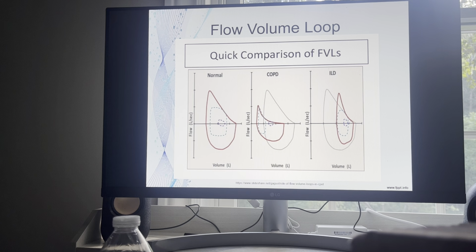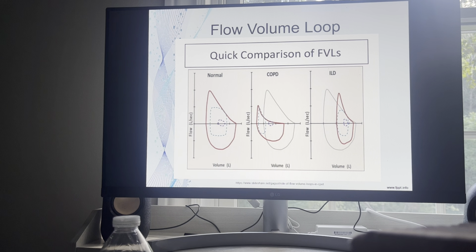Here's another way to look at it. Normal, nice big dip of inspiration followed by almost straight up as the patient exhales most of the air within the first second. Notice with COPD, there is a prolonged residual volume. And then there is concavity because the patient has air trapping. They're not getting most of their air out within the first second. They're continuing to blow, continuing to get it out.